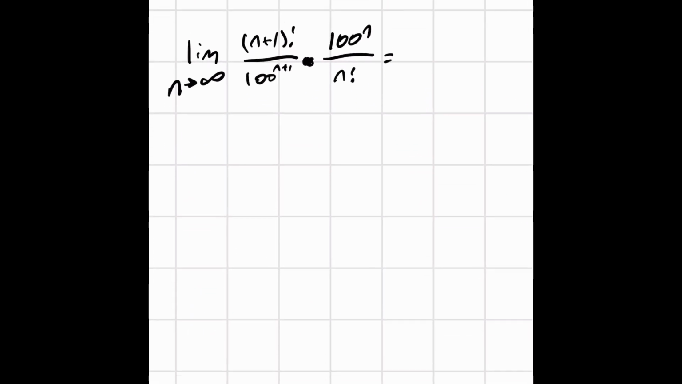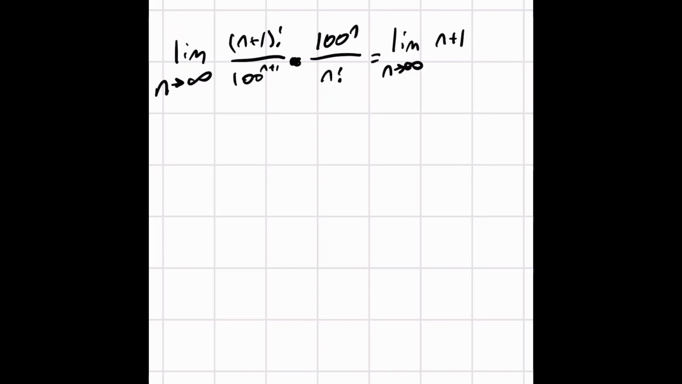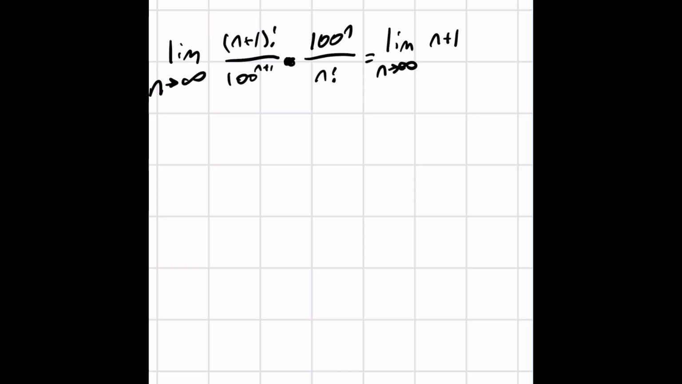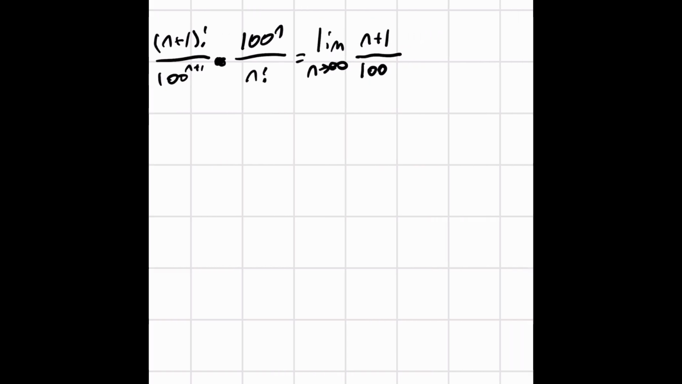So notice now you have n plus 1 factorial on top, n factorial on bottom. And so we're going to cancel everything but n plus 1 with the factorials. Then what's left, we have 100 to the n plus 1 power in the denominator, and 100 to the n in the numerator. And so we have just 100 left over in the denominator. So we're looking at the limit as n goes to infinity of n plus 1 over 100, and that's going to blow up to infinity.